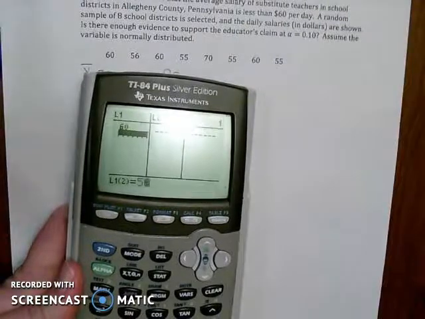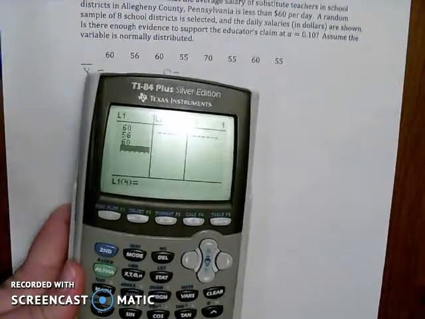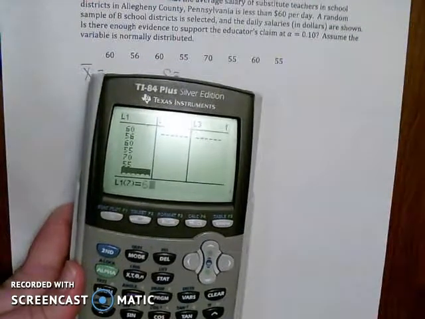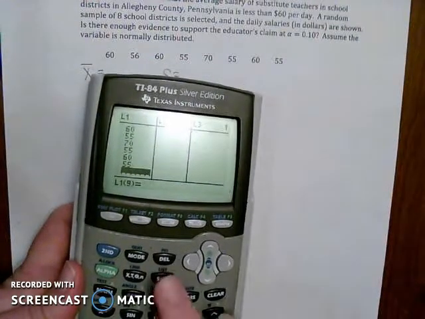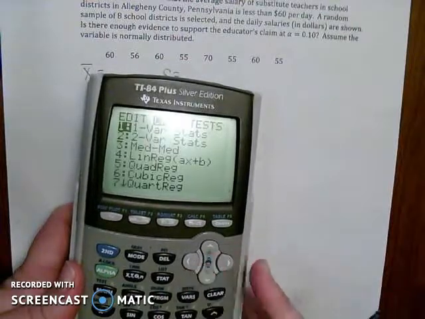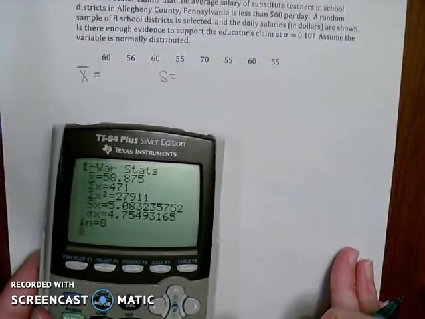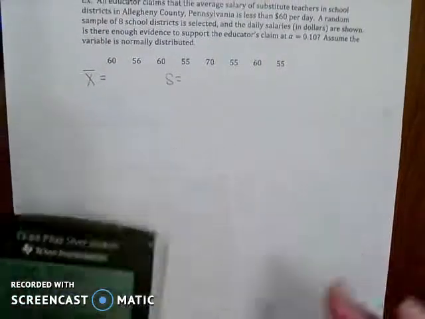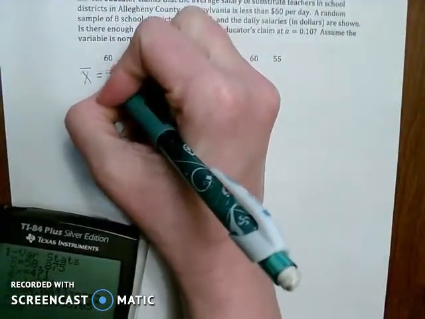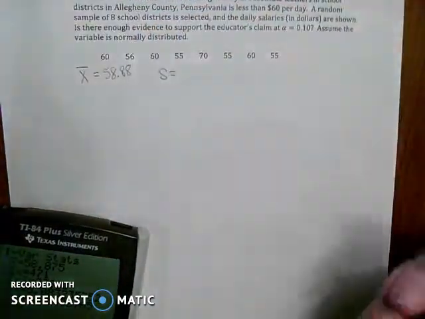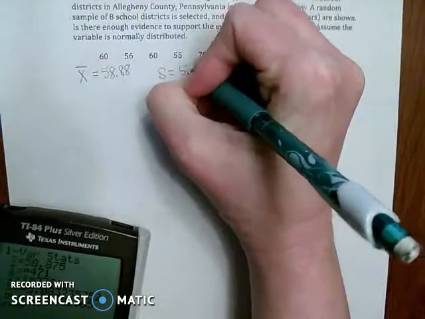60, Enter, 56, Enter, 60, Enter, 55, 70, 55, 60, 55. Stat, over to calculate, one variable statistics. Again, I can just hit enter. Some of you have to work your way through it. We'll use 58.9. Oh wait, this is money, so let's do 58.88. And then 508.